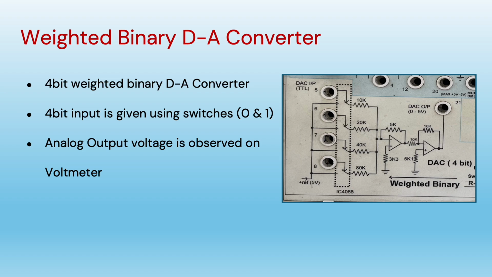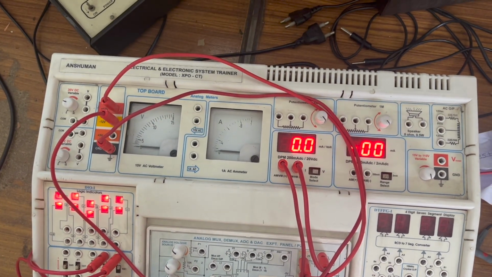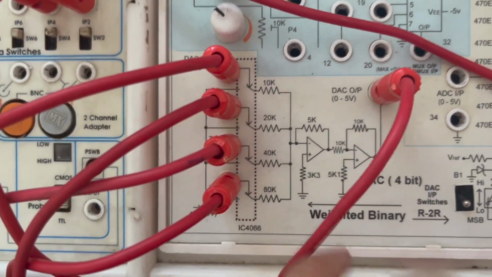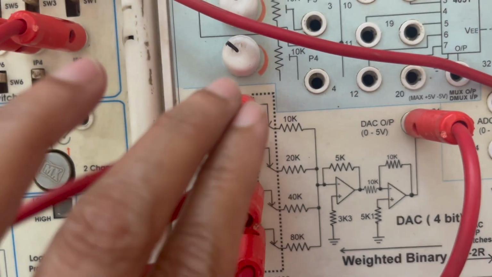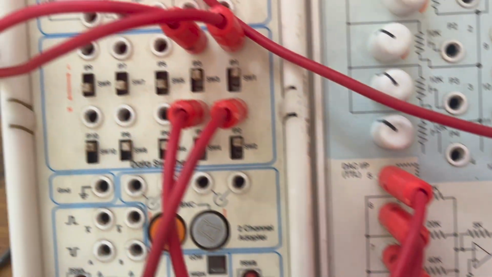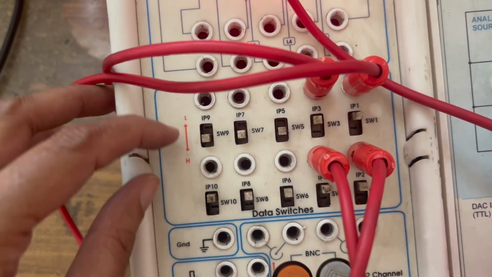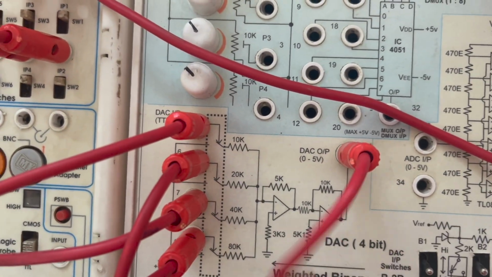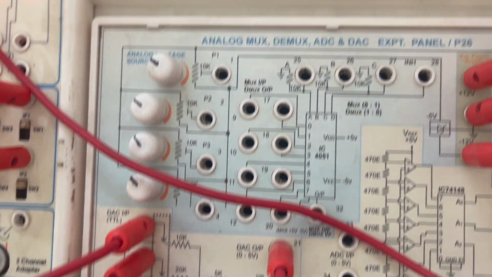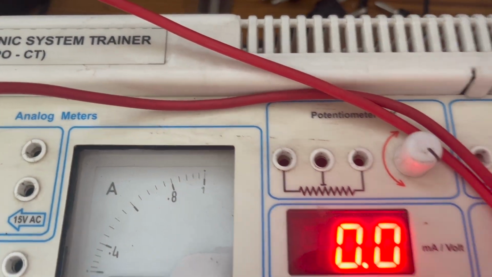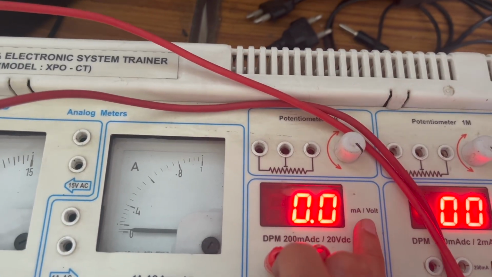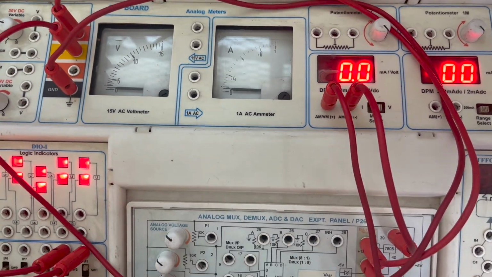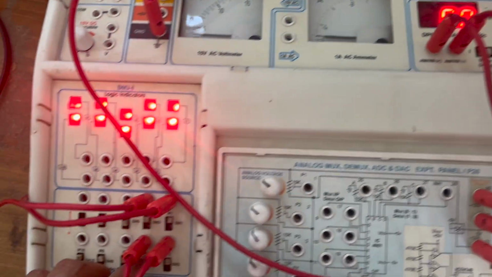Let's do the experiment of binary weighted D2A converter. You can observe the circuit here. It's a weighted binary D2A converter. These are the 4 digital inputs given through switches. Switch 1, switch 2, switch 3 and switch 4. High and low of the switch can be set. Right now the position is low. This is the output which is connected to the voltmeter. So the voltmeter will give us analog output for the given digital input. We'll change the position of these switches one by one and we'll observe the analog output for corresponding bit values.